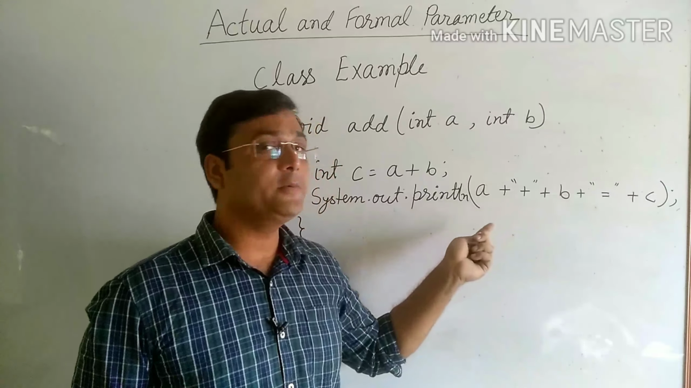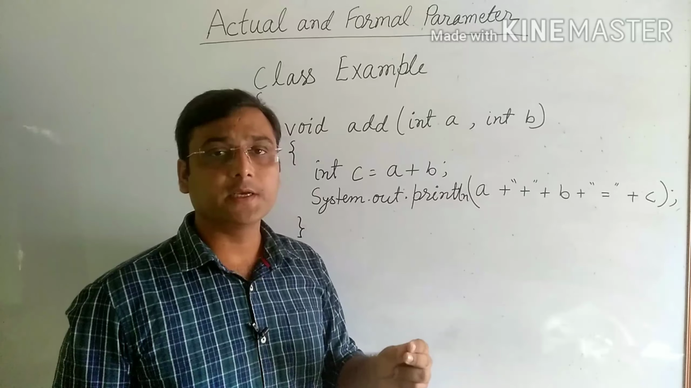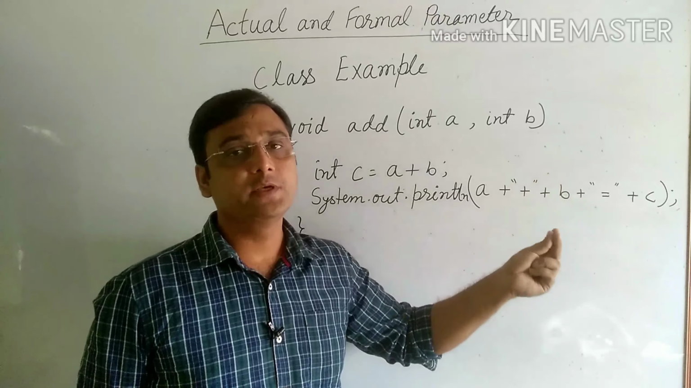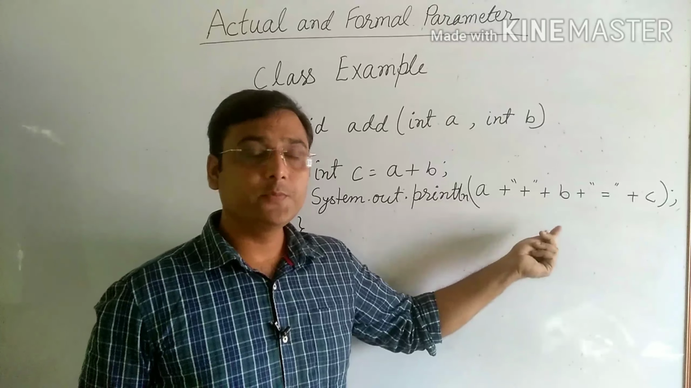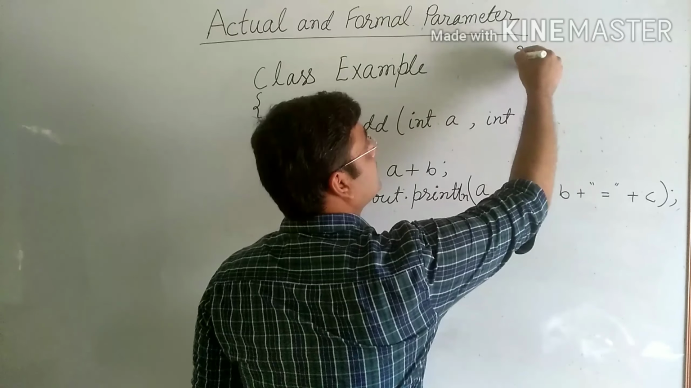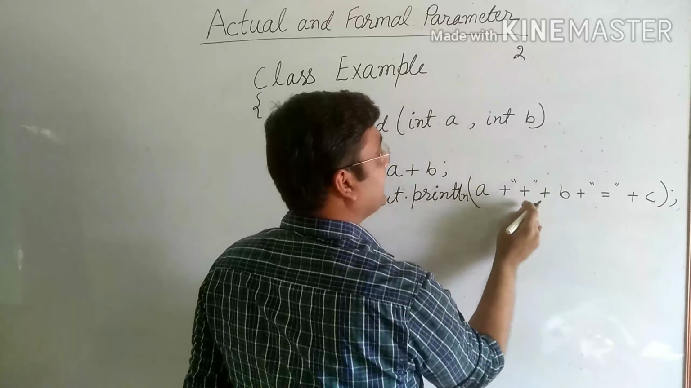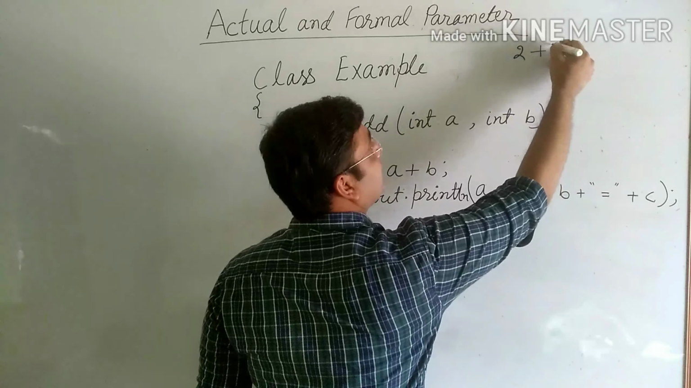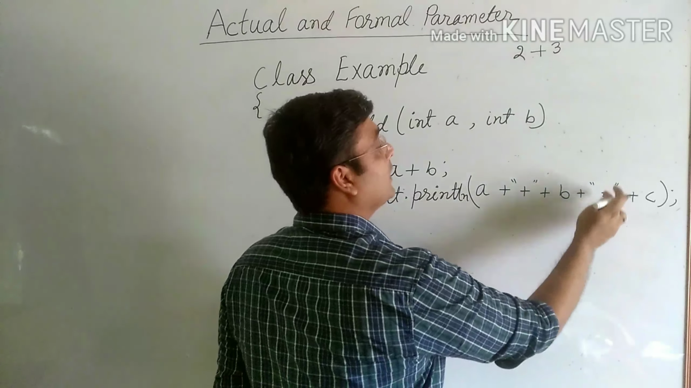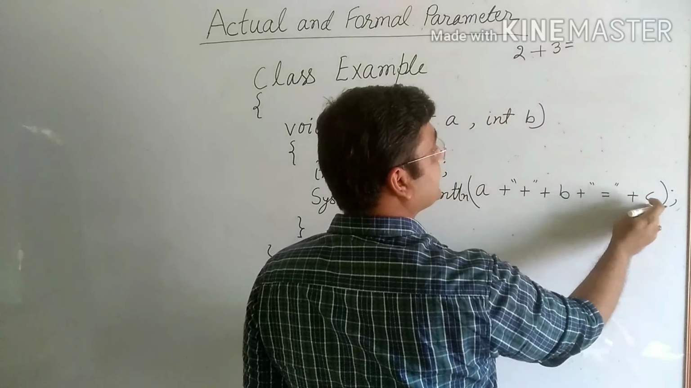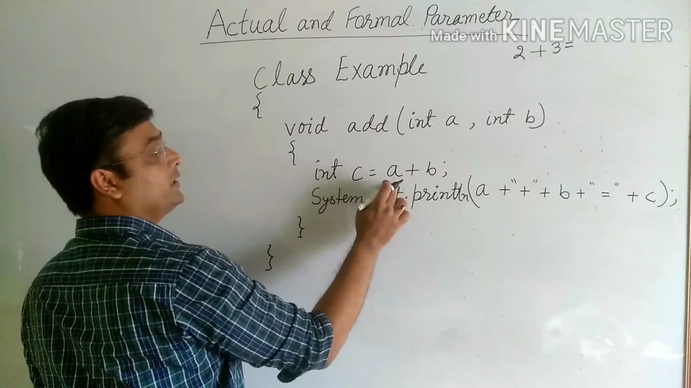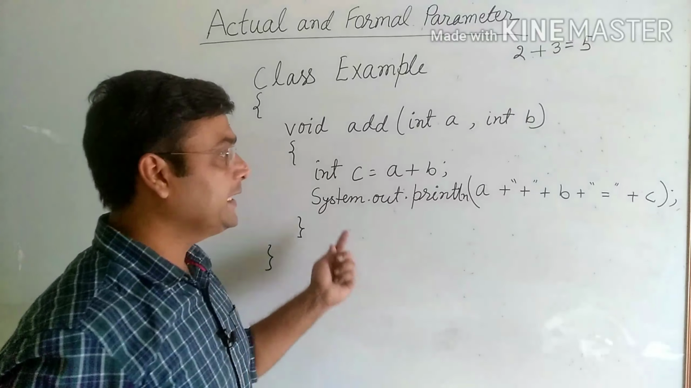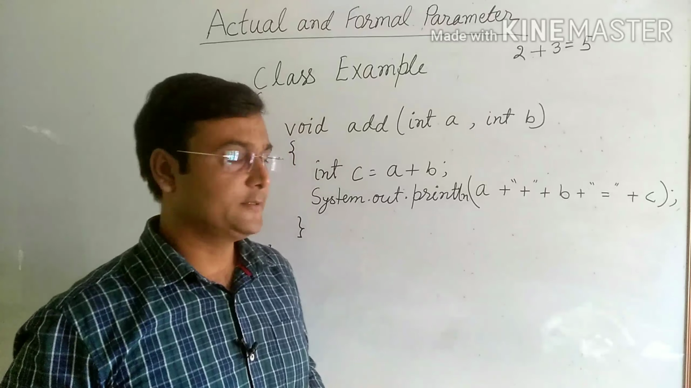Whenever it is executed, suppose I am taking an example here, the value of a is 2 and the value of b is 3. Then what will it print? It will print 2 for this one. Then this plus will be printed here. After that b is 3, then equal to, and then the value after adding it from here, c. So 5 will be printed. Then it will look good. That's why I have written this type of syntax here.